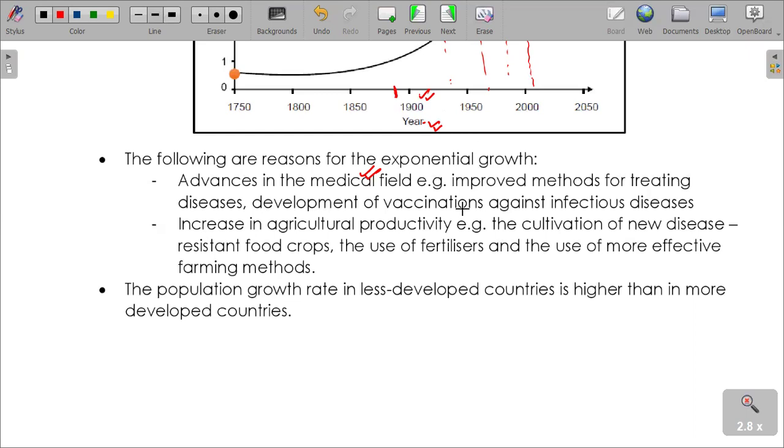Of course, as a result of research and development, vaccines were found or established which could also control or combat the rapid or intense killing of people by COVID-19. So we are saying rapid population growth was promoted as a result of advancement in the medical field.